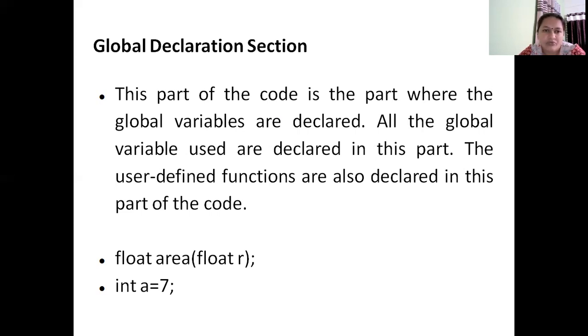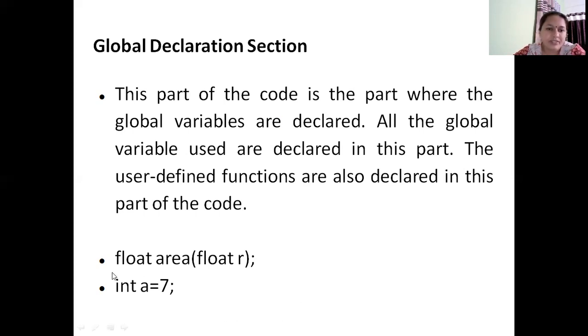There are two types of variables which are used in programming languages: local variables and global variables. Local variables are accessible only within the function in which they are declared, whereas global variables are accessible across all the functions which are written in a program. So if at all any global variables are there, they have to be declared in the global declaration section. And also all the user-defined functions which appear in the program have to be declared in the global declaration section.